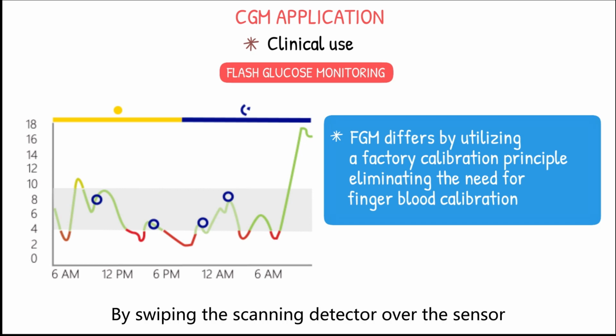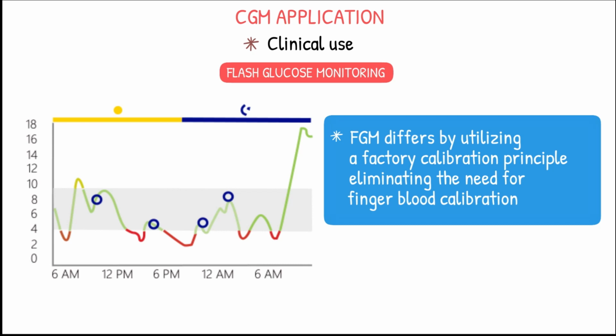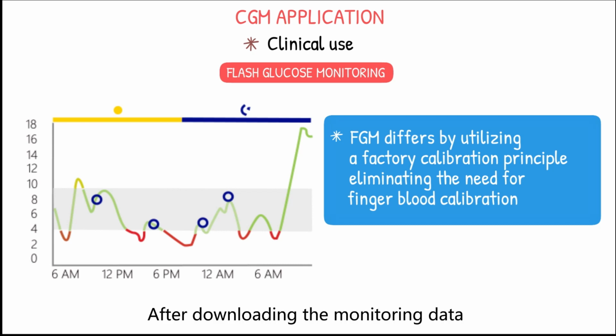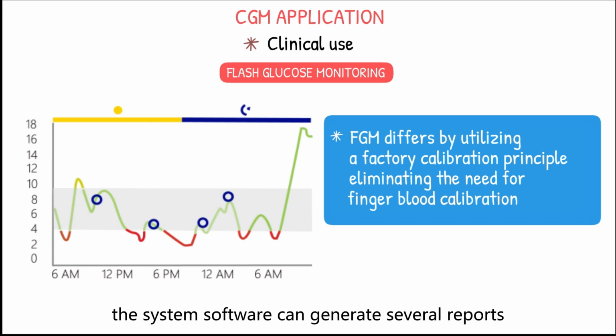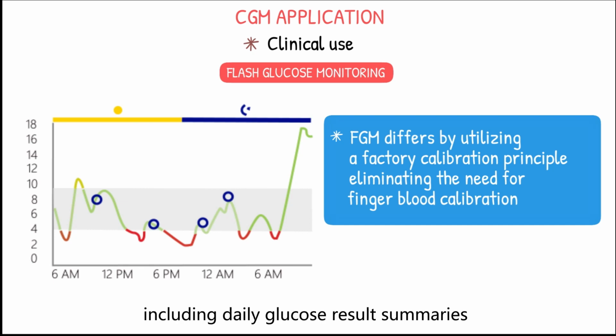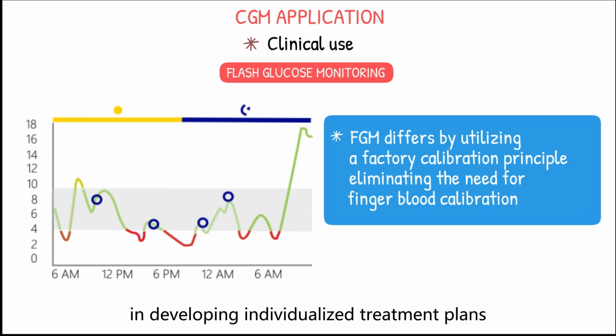By swiping the scanning detector over the sensor, users can obtain current glucose data, glucose trends, and dynamic glucose curves for the past 8 hours and 24 hours. After downloading the monitoring data, which requires at least 5 days of data for analysis, the system software can generate several reports, including daily glucose result summaries and glucose fluctuation trends. These reports provide valuable reference for clinicians in developing individualized treatment plans.